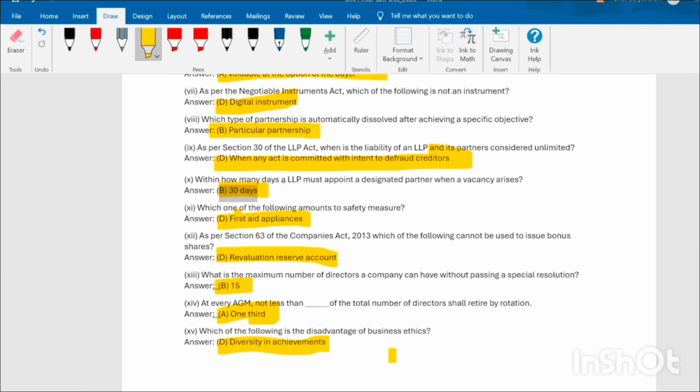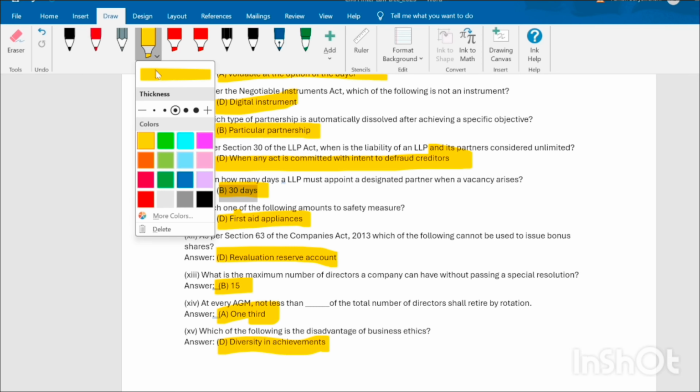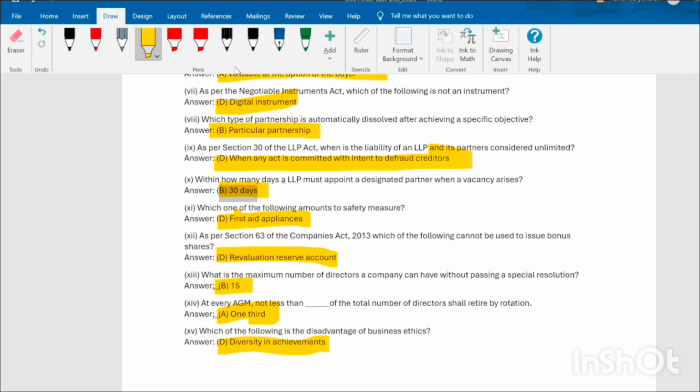So I hope your all MCQs were correct, and if you get 24 or 26 marks in MCQ, then it is sure that you are passing. It is confirmed if you get 24 or 26 marks in MCQ only.